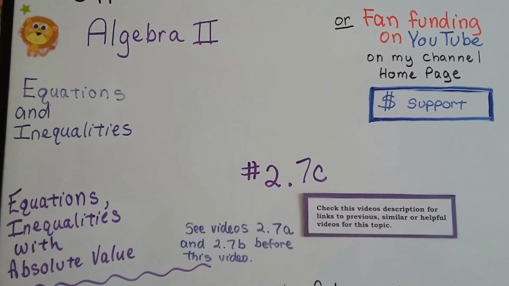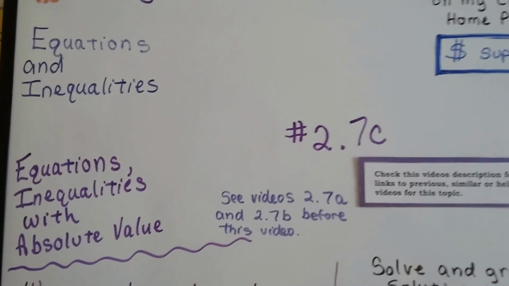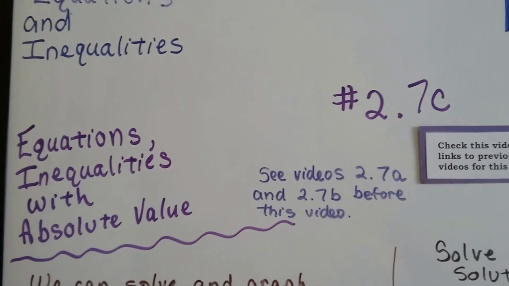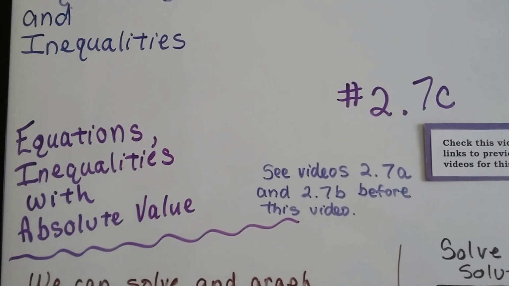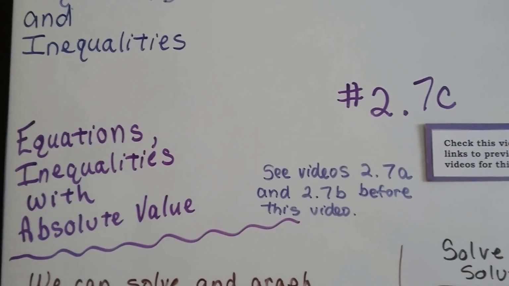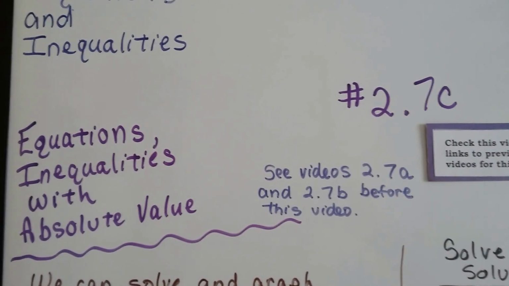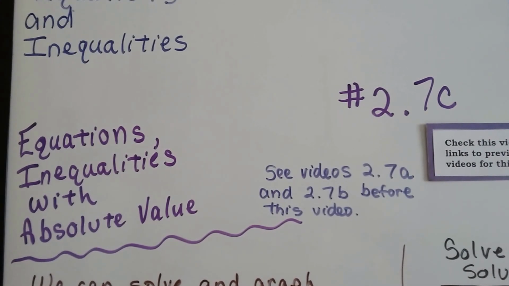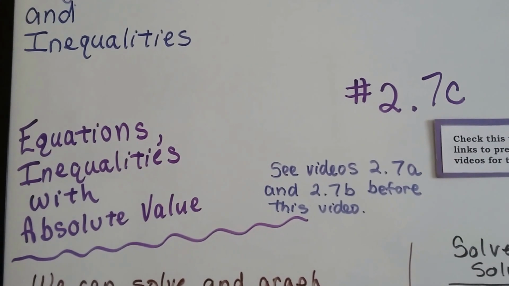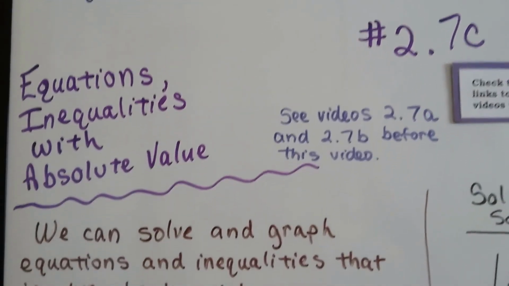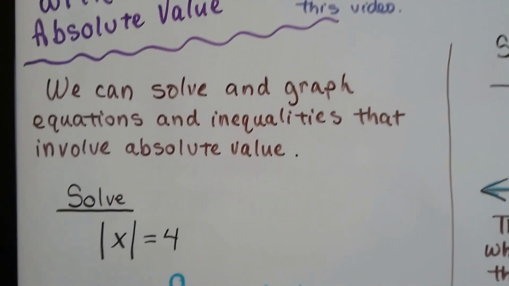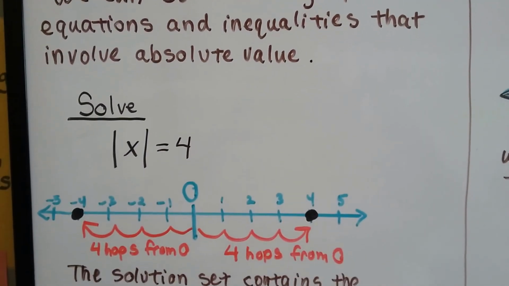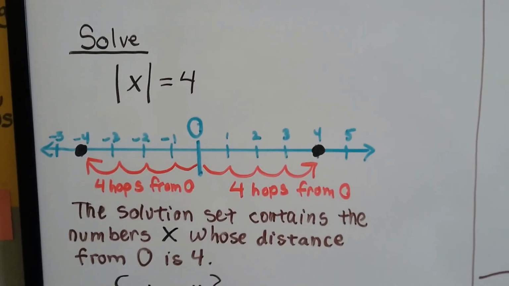Algebra II 2.7c, Equations and Inequalities with Absolute Value. Now, if you don't know that much about absolute value, you really should watch 2.7a and 2.7b first before you watch this video, because we're at the end of the lesson with 2.7c, and links to those two videos are in the description of this one, so you can just click on them.